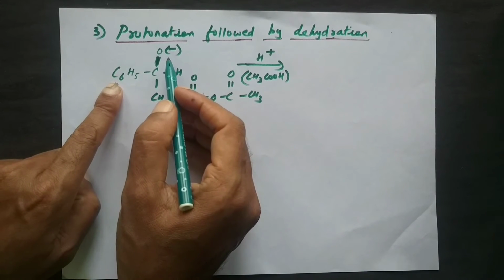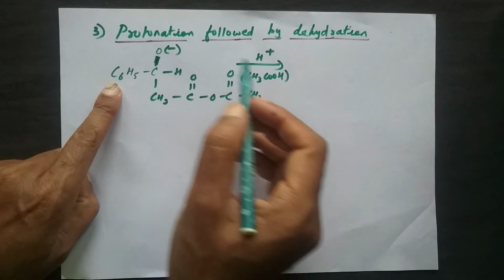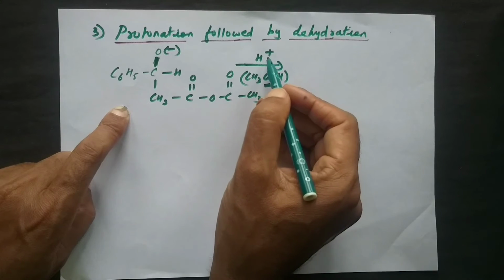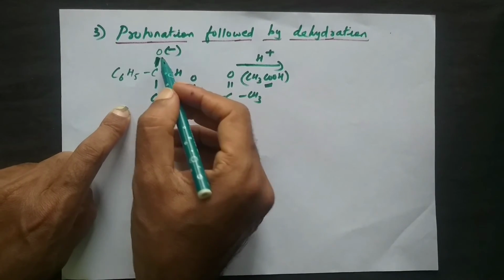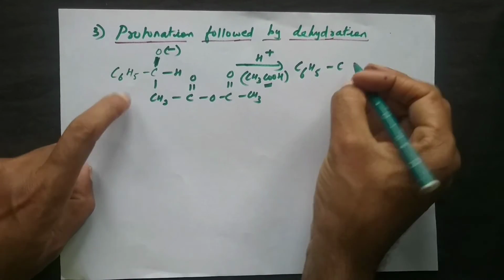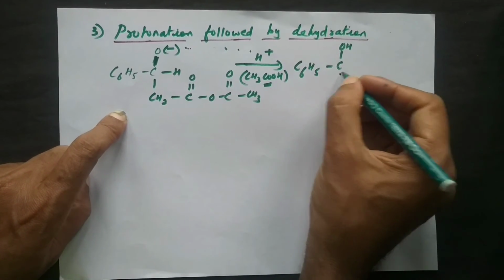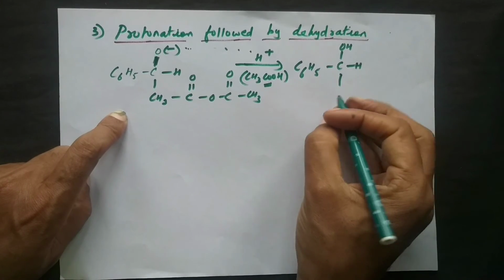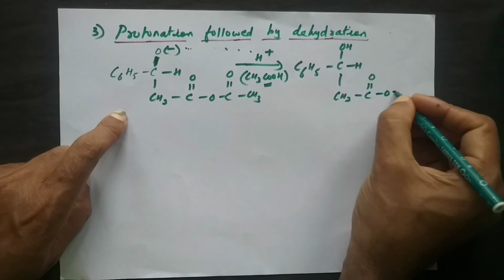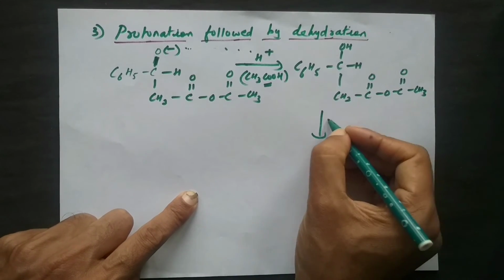Now this will be protonated. I have written protonation followed by dehydration. For protonation we need an H plus. During the course of the reaction, acetic acid was formed, so the H plus from the acetic acid can be used for protonation. So here C6H5 C, and now this becomes OH because of protonation. We have a hydrogen here, followed by CH2, C double bond O, O, C double bond O and CH3. From here, dehydration takes place.